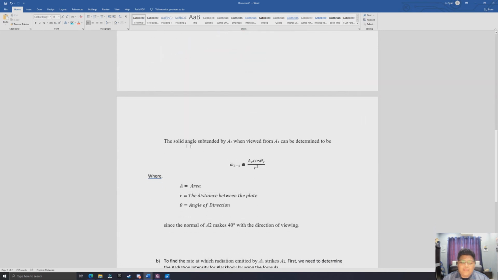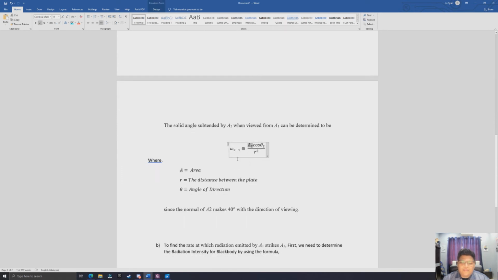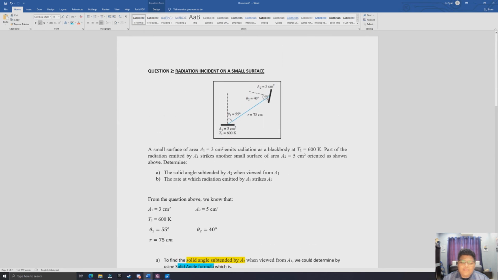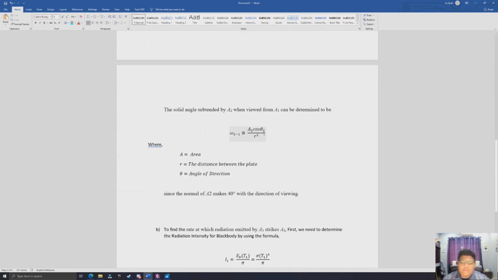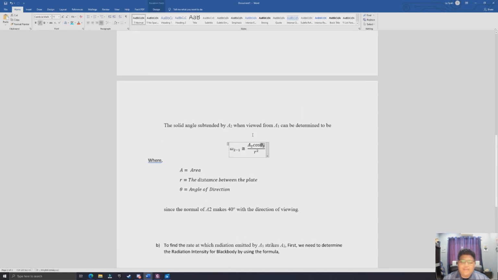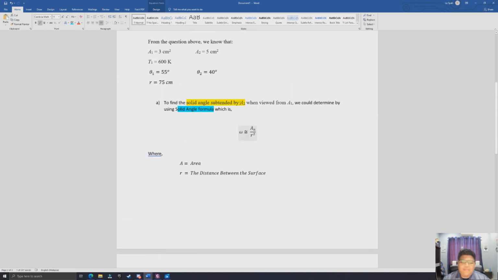You will see here that the equation uses A2 and cos theta 2, because the solid angle subtended by A2 when viewed from A1 can be determined by this equation, since the normal of A2 makes 40 degrees with the direction of viewing. As you can see from this picture, A2 sees A1 at a 40 degree angle. That's why there is a cos theta here. So we use A2 and theta 2 because it is the solid angle subtended by A2.